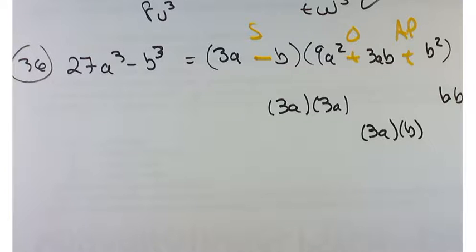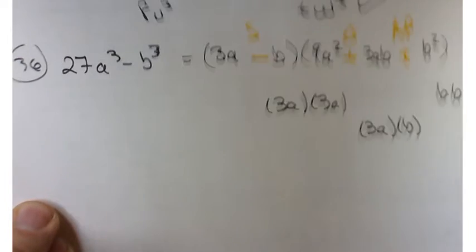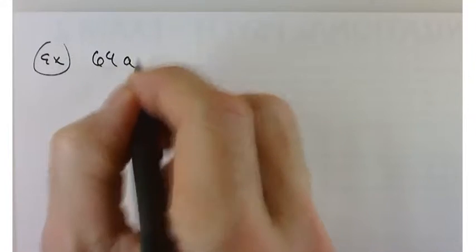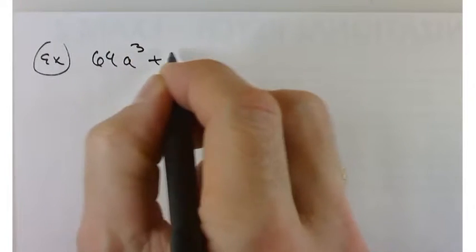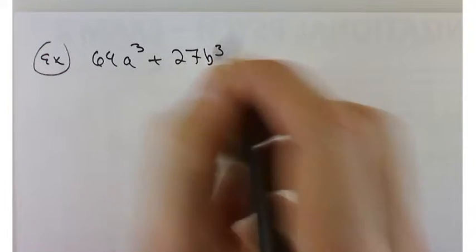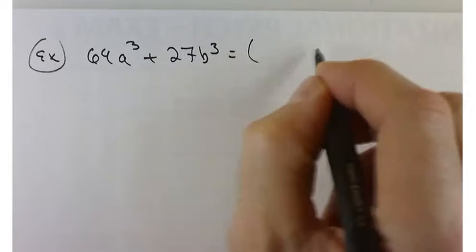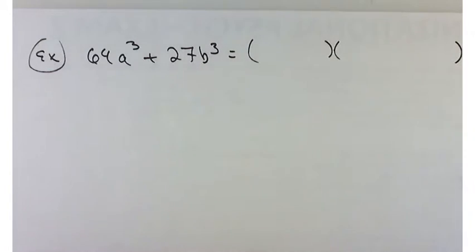Let's do maybe two more. I'm going to kind of modify this one so it's not exactly from the book. So let's do 64a cubed plus 27b cubed. See if you can't do this one completely on your own.